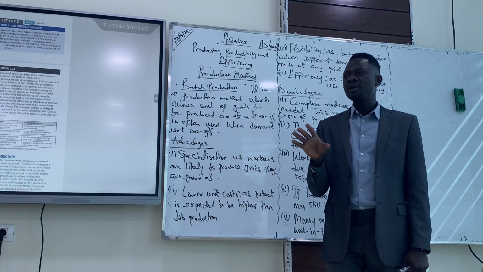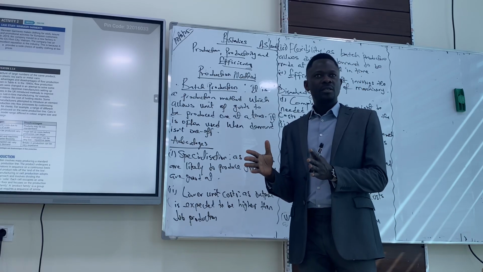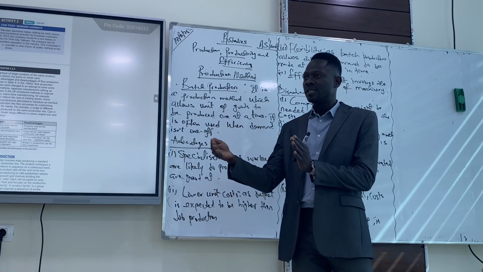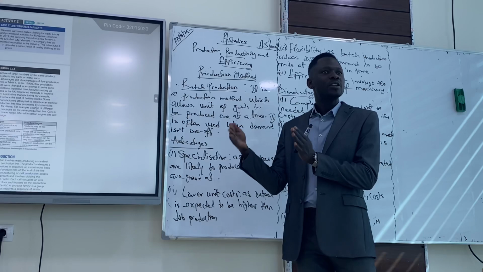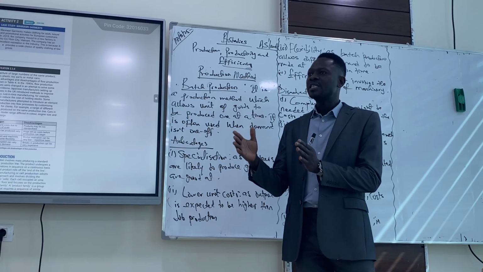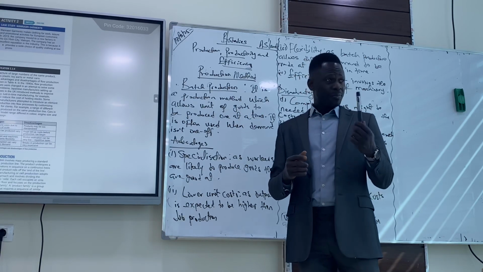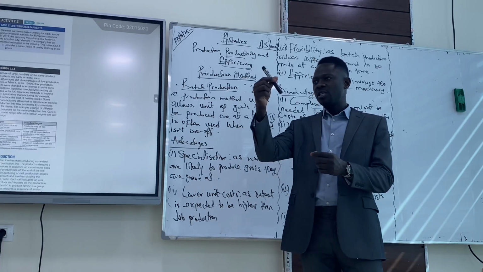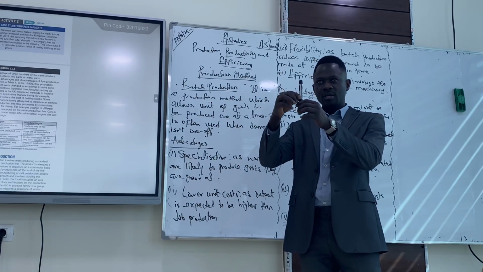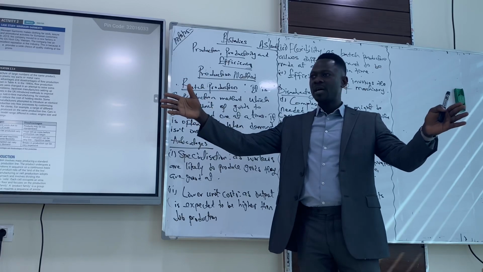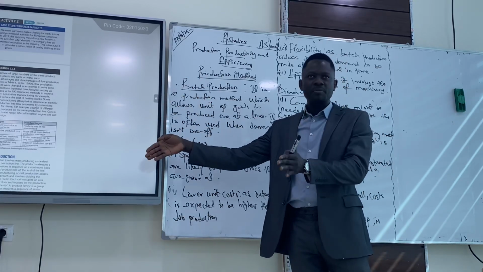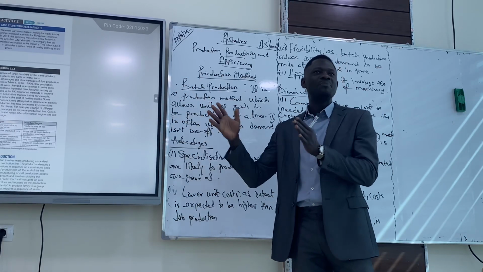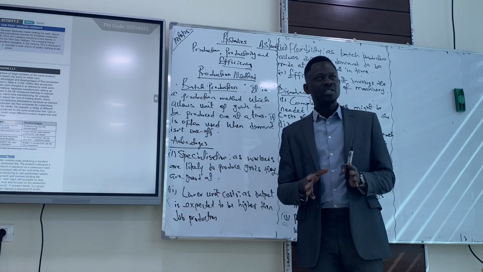For batch production, it simply means you are producing units. That means the demand for your goods is increasing, so you can no longer use job production. You start thinking about using batch production. An example of batch production is you producing countless black markers. After that, you start producing the red markers, the blue markers, and the rest. That is batch production. Do we get batch production here?